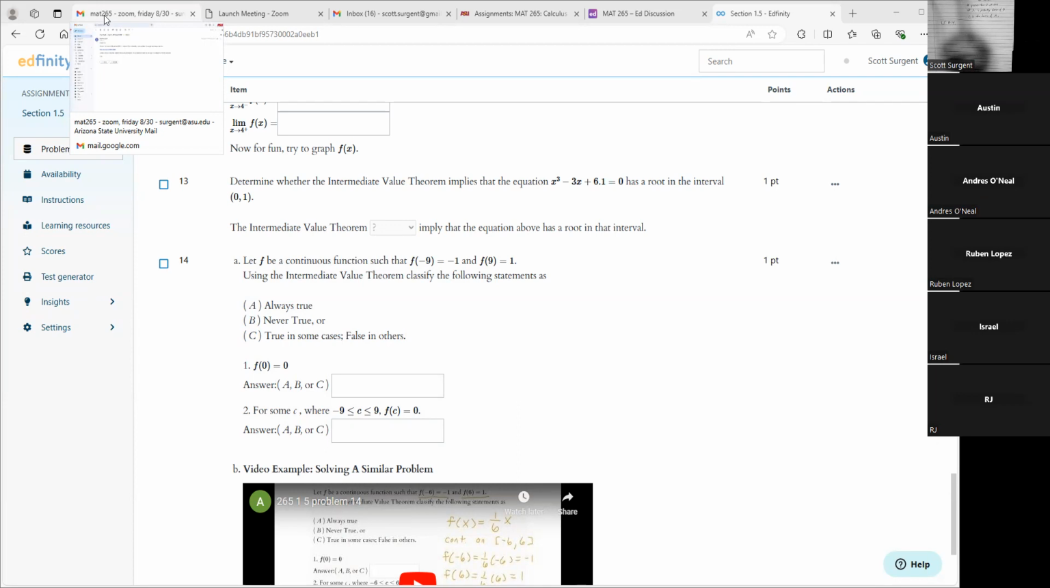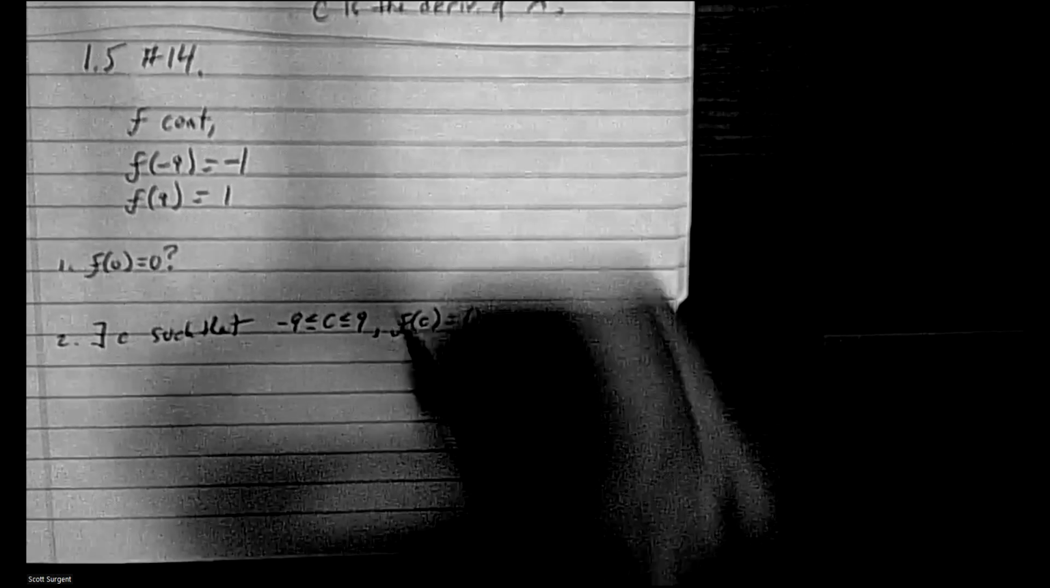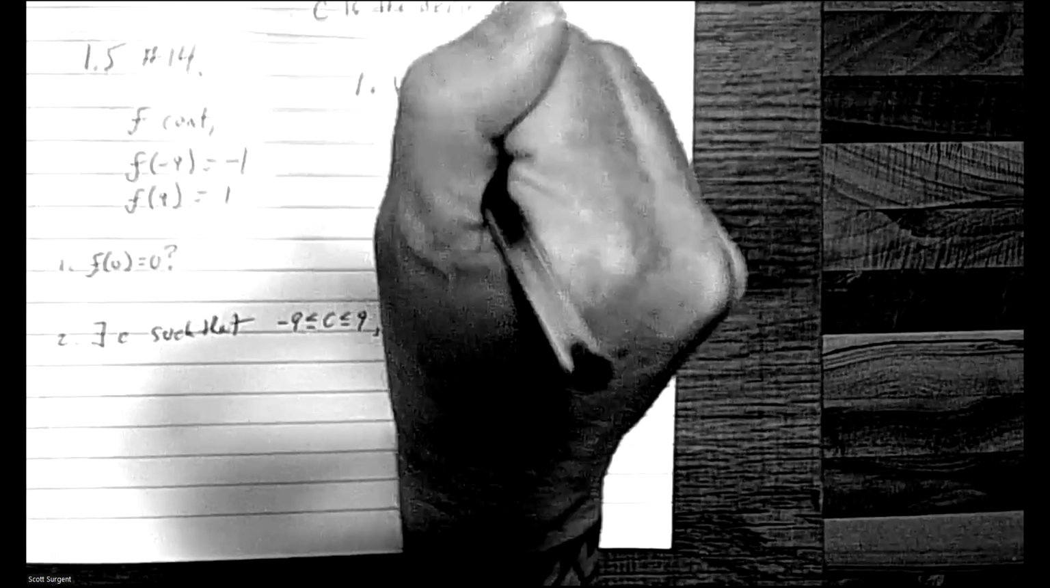Let f be a continuous function such that f of -9 is -1 and f of 9 is 1. And it asks us, is it necessarily true that f of 0 is 0? And part 2, it asks us, does there exist c somewhere between -9 and 9 such that f of c would have to be 0? All right, so I'm going to go to my overhead. This is an example of the intermediate value theorem, the IVT.